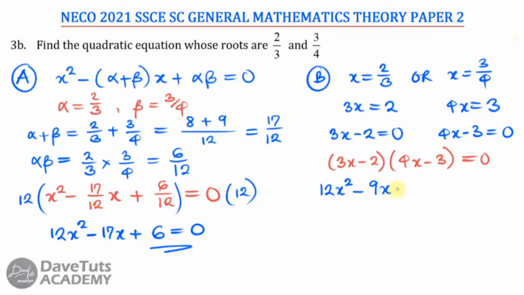Minus 2 times 4x will be minus 8x. Minus 2 times minus 3: the negative signs will multiply to become plus, and 2 times 3 will be 6. And this is 0. So if you just want to simplify this, this is 12x squared, minus 9x minus 8x will combine to be minus 17x. Then we have plus 6 is equal to 0.